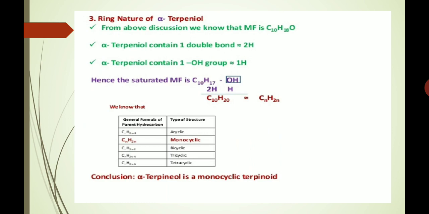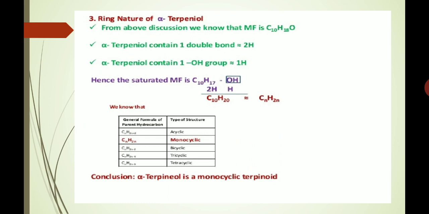Now the number of rings or the nature of ring in alpha terpineol. From the discussion up till now, we know that its molecular formula is C10H18O and it contains one double bond. That means we can add two atoms of hydrogen to its molecular formula. And third, alpha terpineol contains one OH group. That is, if we remove oxygen in the form of OH group, then we have to add one more hydrogen atom to replace the monovalent OH group.